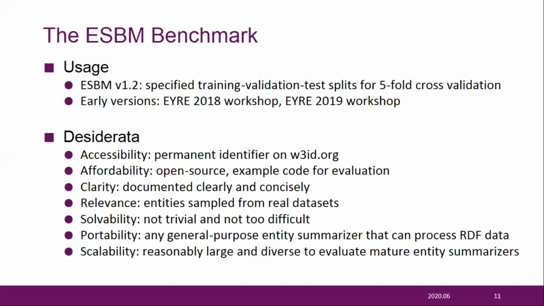For relevance, ESBM samples entities from 2 real datasets that have been widely used. The anti-summarization tasks are natural and representative. For solvability, an anti-description in ESBM has at least 20 triples and a mean number of 37.62 triples, from which 5 or 10 triples are to be selected. The summarization tasks are not trivial and not too difficult.